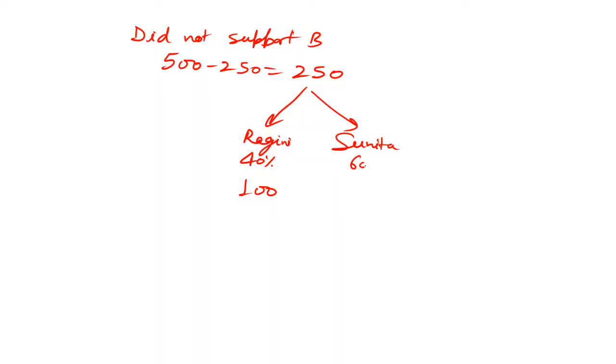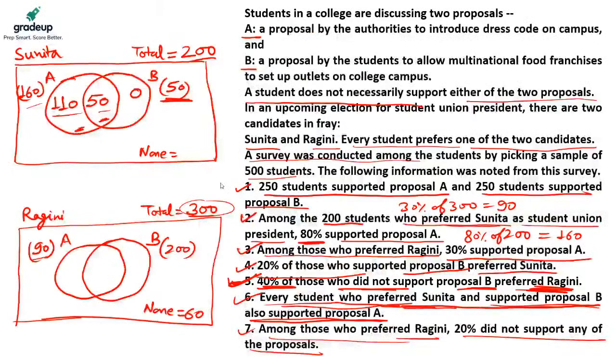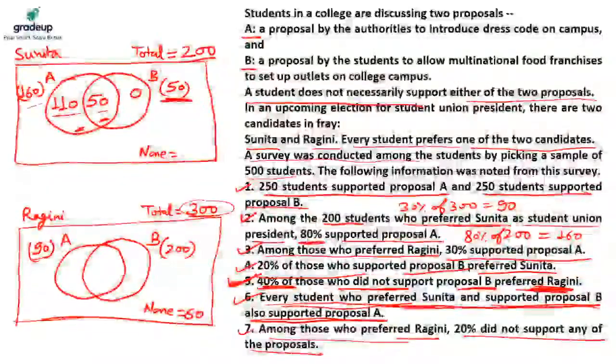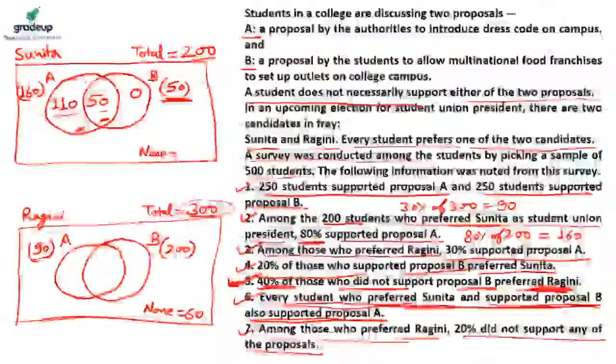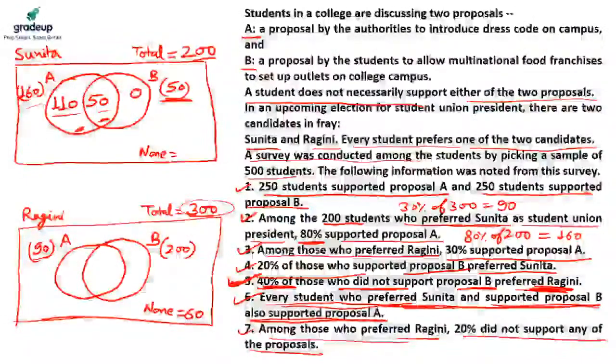Remaining 60% preferred Sunita or 150 preferred Sunita. Right. What happened? Is everything working fine? Guys, is everything working fine?